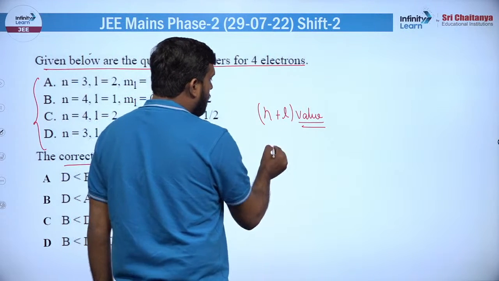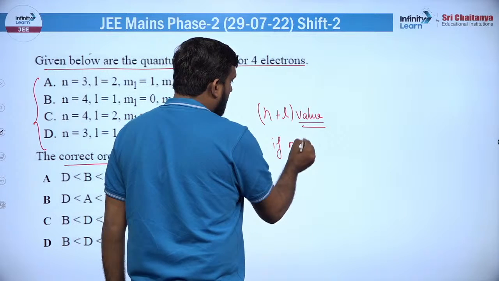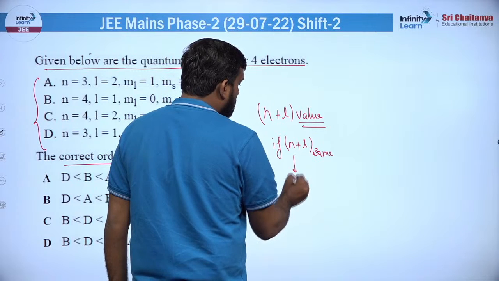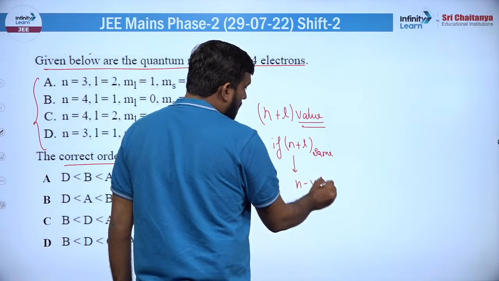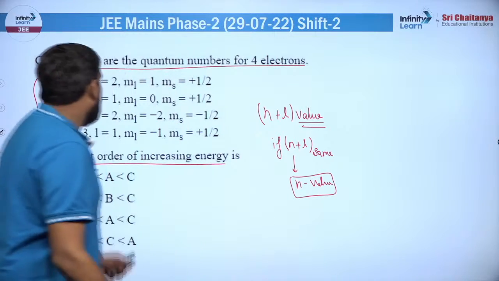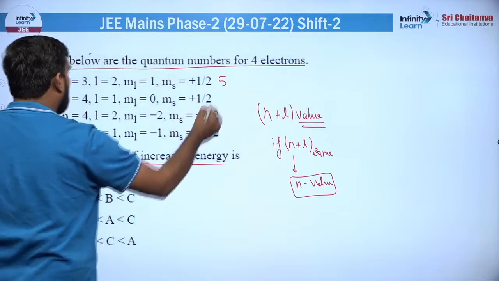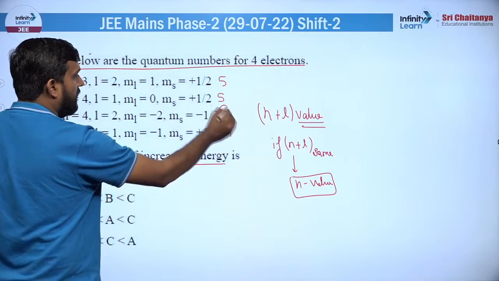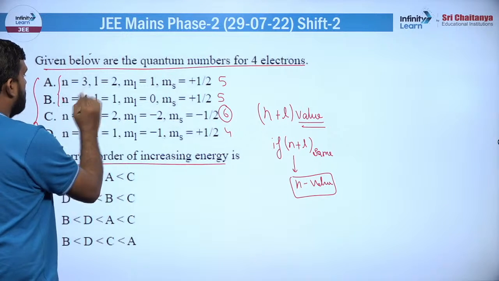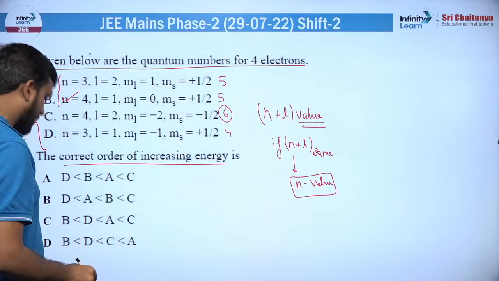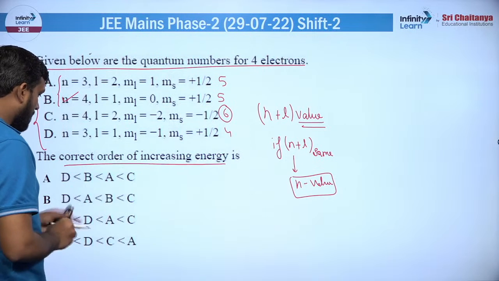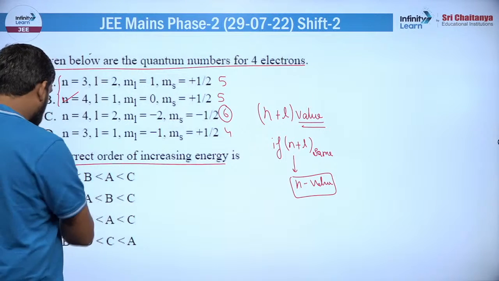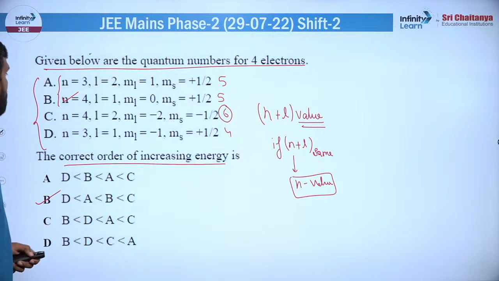Now the question is, if n plus L is the same, then it is determined by the n value. Greater the value of n, more will be the energy. Here n plus L is 5, here n plus L is also 5, here n plus L is 6, and here n plus L is 4. So this will have the maximum energy. Out of these two, this will have more energy because of the greater n value. So you will get your answer something like this, that basically C has the maximum energy, then B. So this will be the correct answer. Okay, going to the next question.